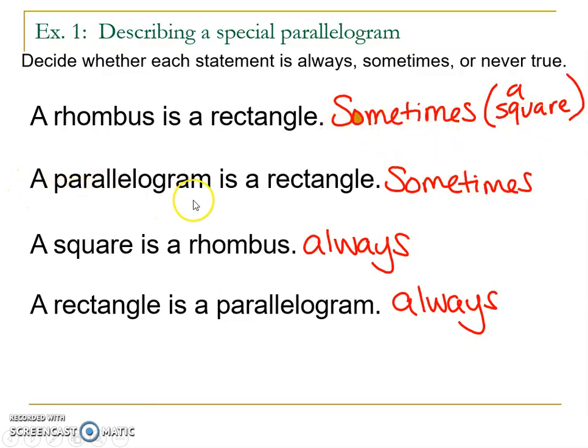A parallelogram is a rectangle: sometimes. A parallelogram can be a square. A square is a rhombus: a square is always a rhombus. A rectangle is a parallelogram. Yes, always.